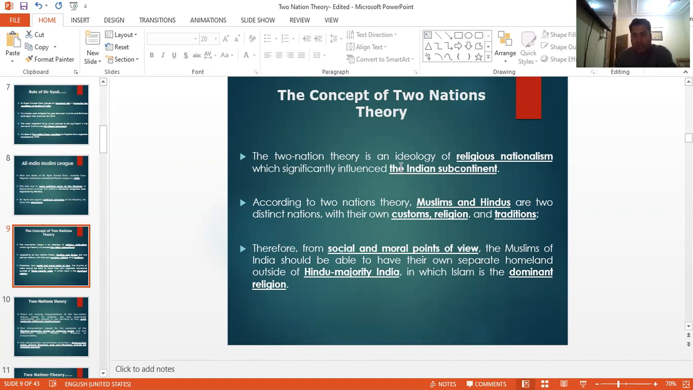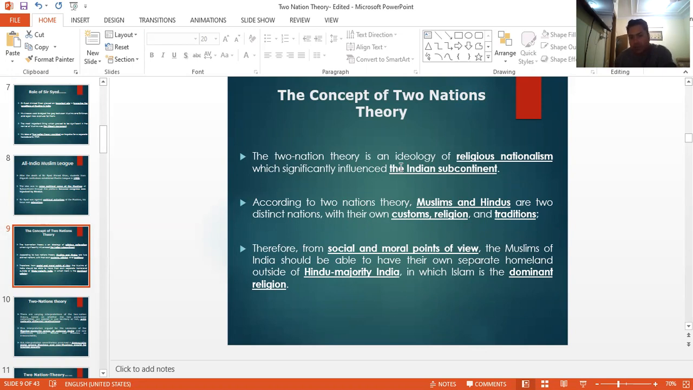Two nation theory is an ideology of religious nationalism which significantly influenced the Muslims of the Indian subcontinent, because they felt segregated after the 1857 War of Independence, and the Hindus were trying to marginalize them. The Britishers were subjugating them. So this idea emerged during that period.